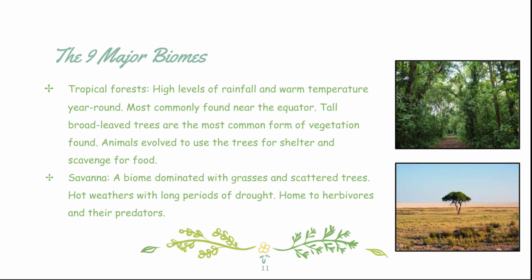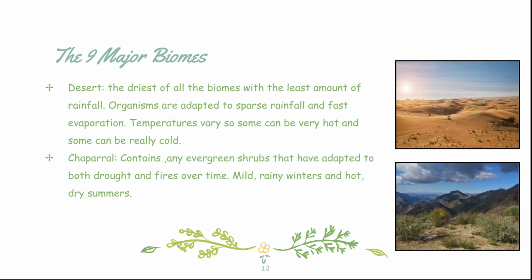So this is a biome dominated with grasses and scattered trees. It's known for its hot weather and long periods of drought. There's a lot of herbivores and their predators that live in this area. The next of the 9 biomes is the desert.